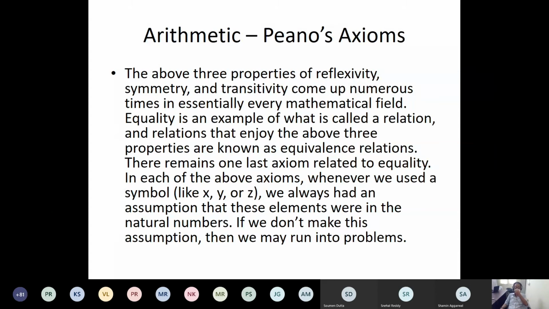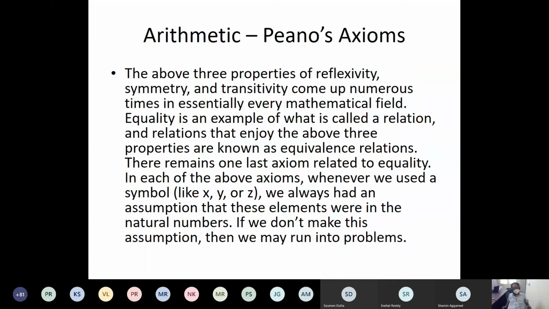This is the equivalence relation. The above three properties of reflexivity, symmetry, and transitivity come up numerous times in essentially every mathematical field. Equality is an example of what is called a relation. And relations that enjoy the above three properties are known as equivalence relations.